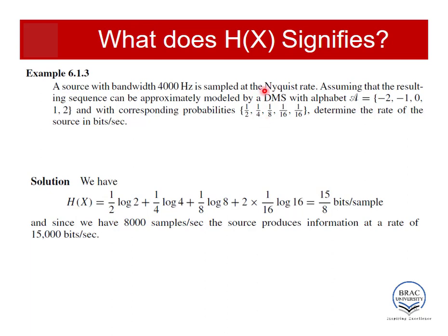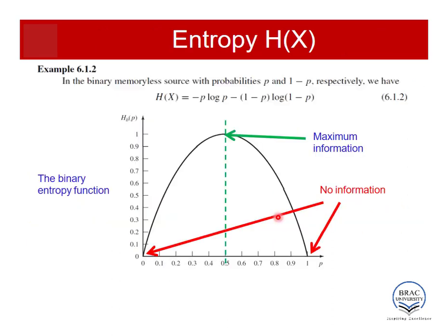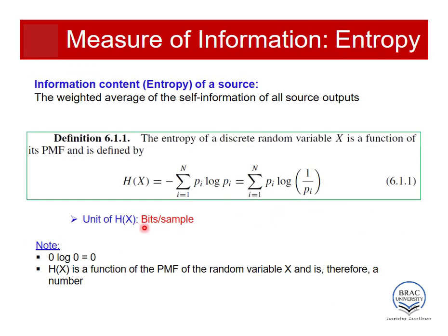Plus p2 is 1 by 4, so 1 by 4 into log of 1 by 1 by 4, which is 4, plus p3 is 1 by 8, so 1 by 8 into log of 1 by 1 by 8, which is 8, plus then comes p4 and p5. As they have the same probability, we can just calculate one and then multiply by 2. So 1 by 16 into log of 1 by 16, which is log 16, multiplied by 2 because both p4 and p5 have the same values. So what we get is 15 by 8, and the unit of Hx was bits per sample.